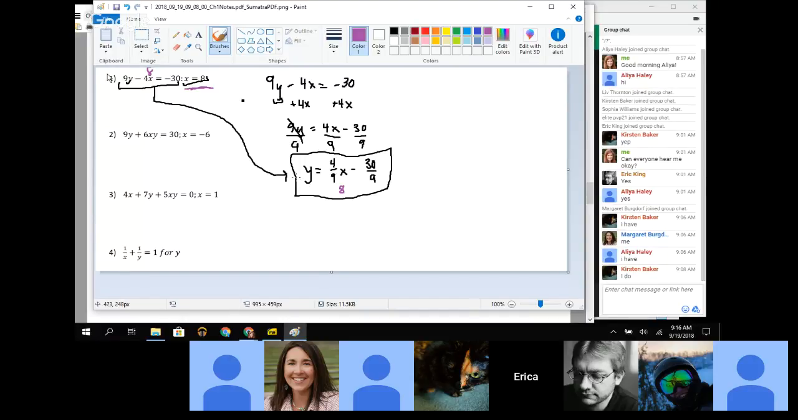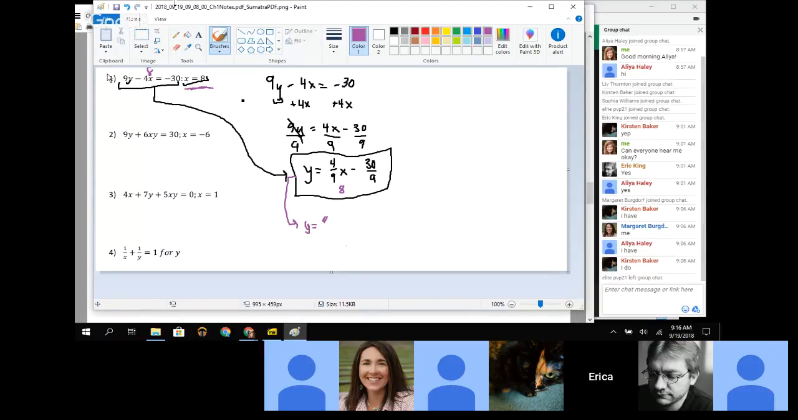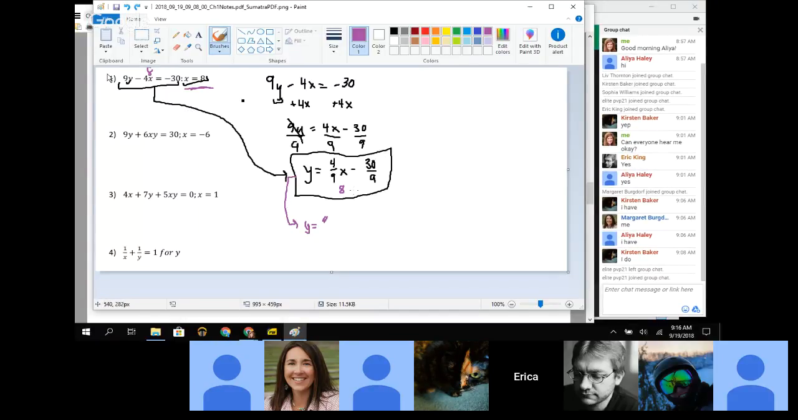Okay, so this is my rewritten equation. And if I want to figure out what y is when x equals 8, then I just plug it in. Y equals 4 times 8 divided by 9. I've got to get something better to write on here, sorry. Let's see. That's much better. There's some crazy looking numbers, right?